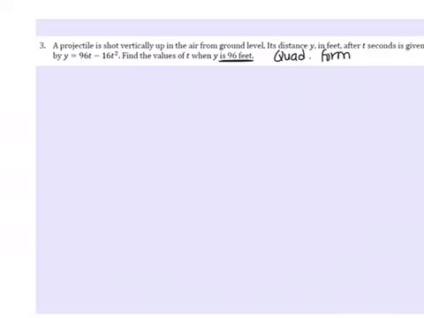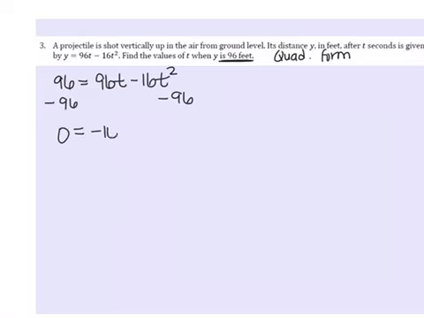So we could try factoring it if we wanted to as well. So it is telling me that y is going to be 96. So I'm going to plug that into the equation for the y value before we can go ahead and try to solve this thing. We also know now that we have to set it equal to 0. So in order to set it equal to 0, we're going to subtract the 96 from both sides. And I'm going to go ahead and rewrite this side so that it's in standard form. So I have my ax squared plus my bx plus my c.